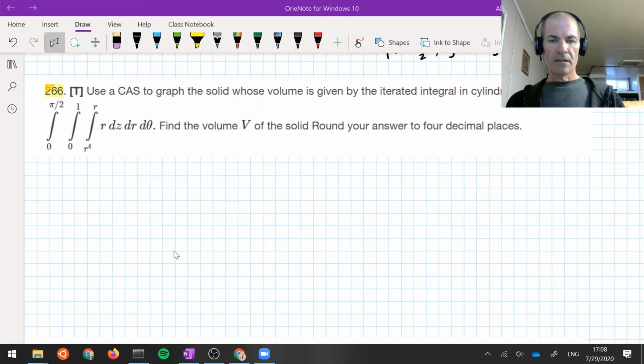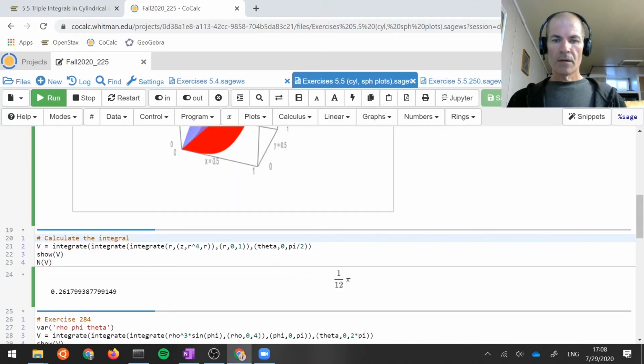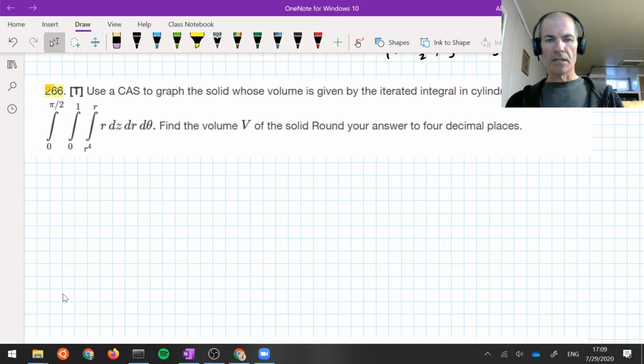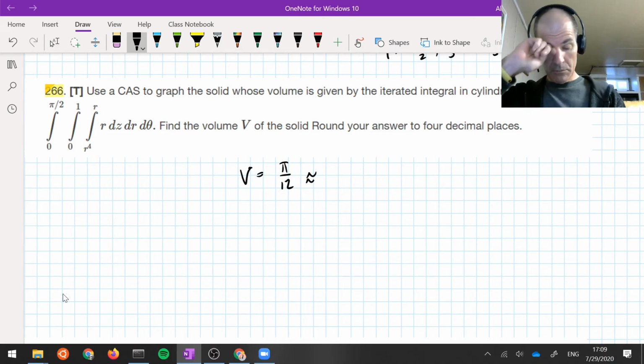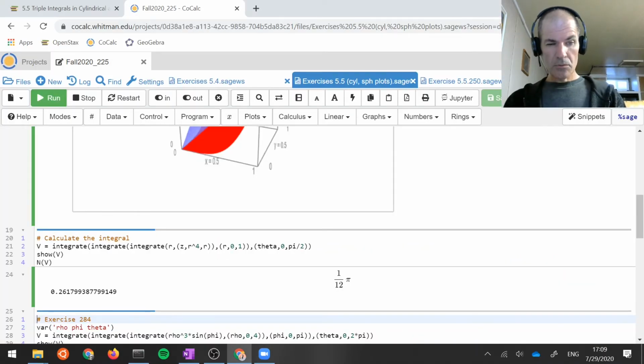I integrate the integrand r, first with respect to z from r to the fourth to r, then with respect to r from 0 to 1, then with respect to theta from 0 to pi over 2. I execute that and I find that the volume is pi over 12, and as a floating point number, it's 0.26. So there's really not much to write here other than that the volume works out to be about pi over 12, which is approximately, to 4 decimal places, 0.2618.